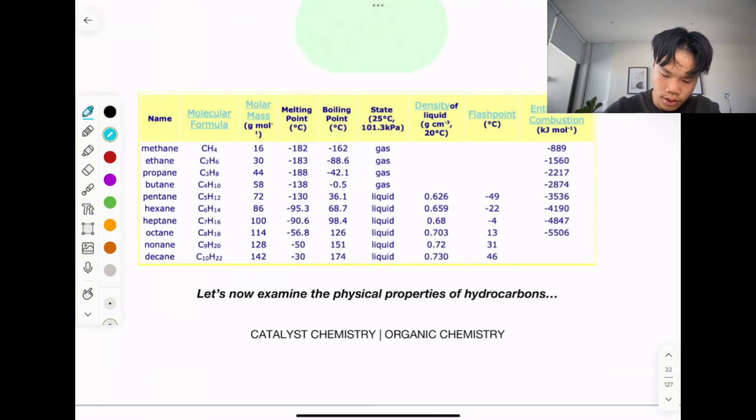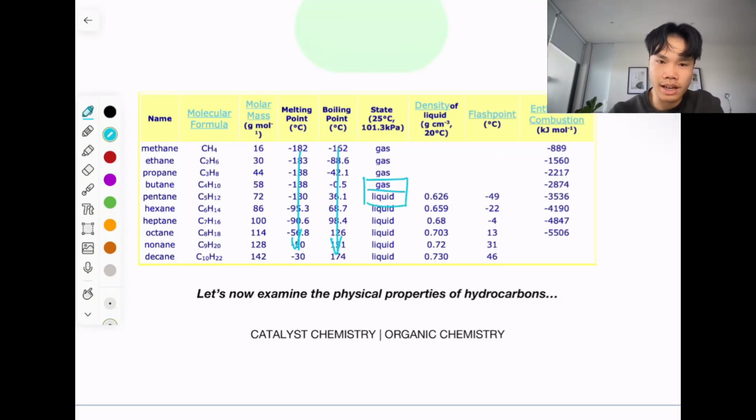Cool. So you can see those trends here. As you increase chain length, boiling point increases and melting point increases, and therefore the state at some point changes from gas to liquid. It's important to remember that for alkanes, the state change happens between butane and pentane, where pentane is a liquid, but everything smaller than it is a gas. And that makes good sense because pentane's boiling point is now above room temperature at 36.1-ish.